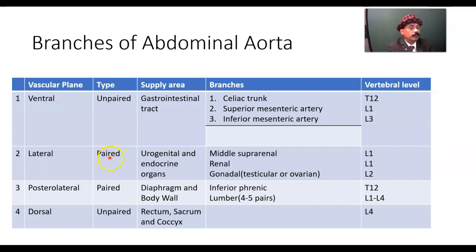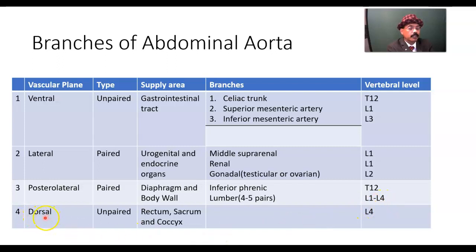Lateral branches, these are paired branches. They supply urogenital and endocrine organs like middle suprarenal, renal artery, gonadal, testicular, ovarian arteries. These are the vertebral levels. Posterolateral branches are paired, like inferior phrenic artery that supplies the inferior surface of the diaphragm, plus it also supplies the suprarenal gland by suprarenal arteries. Lumbar artery may be 4 or 5 pairs, vertebral level L1 to L4.